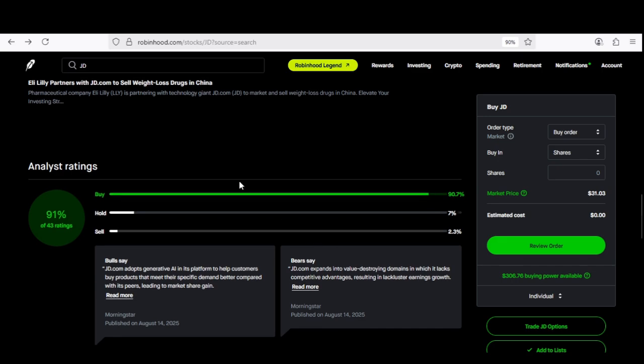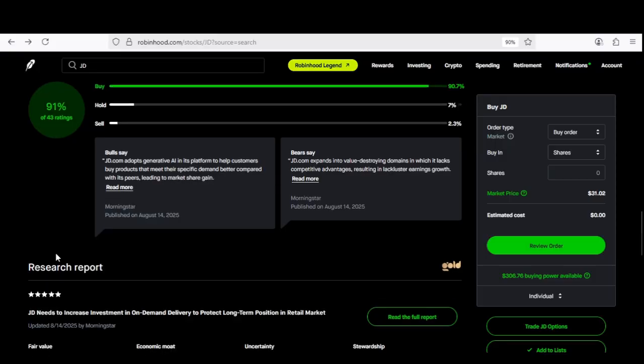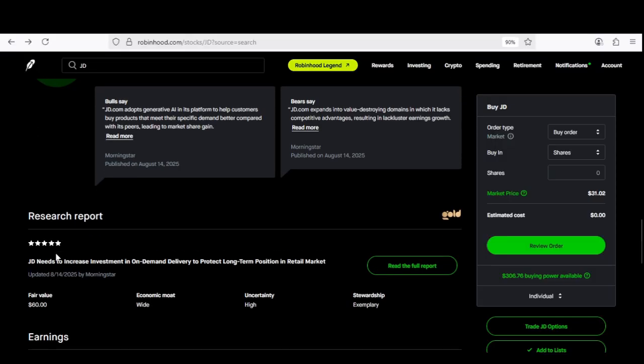Now, this stock represents an extremely strong buy, as 91% of analysts are saying that this stock is definitely a buy. Now, if you go down to the research report, we're going to see that most of these analysts also give this stock a 5-star rating. Now, how many American stocks do you see that have a 5-star rating? I dare you to put it in the comments below.